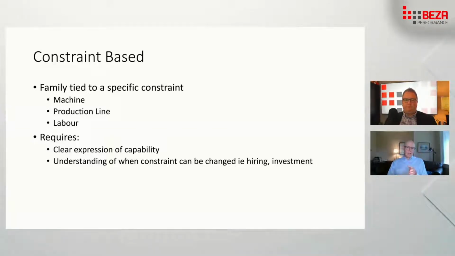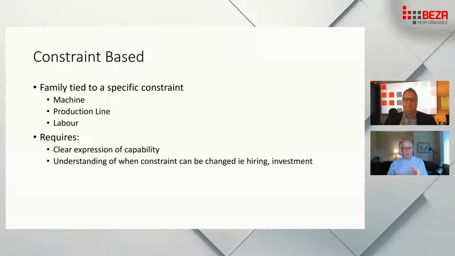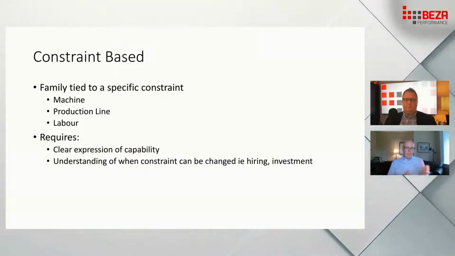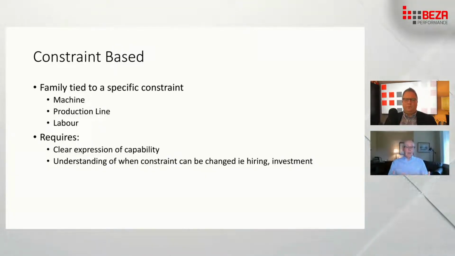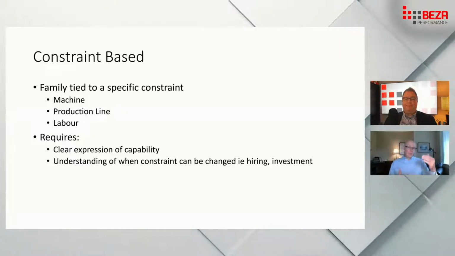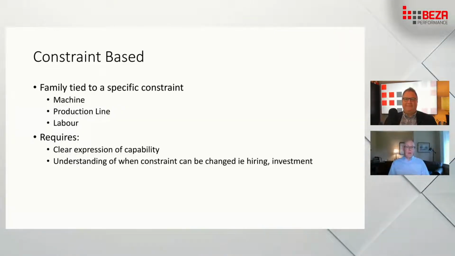So if I'm going to do a constraint based plan, and I've got limited resources, and I think about that in terms of capital, I have to know what I have to be able to bring my demand up to that constraint level, and have some expression of that capability. So I know where I'm at right now. Is that where I need to be, or should I be increasing that? And typically, that's going to mean some level of investment if I'm going to increase, or if I have to bring that down.